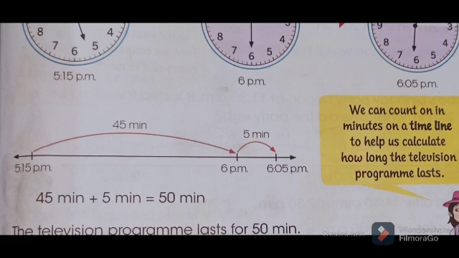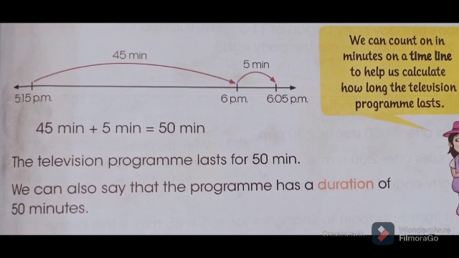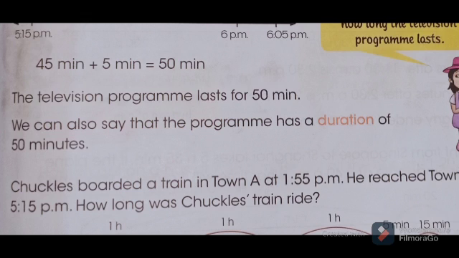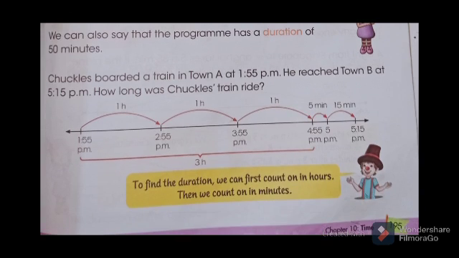5:15 to 6 p.m. is 45 minutes and 5 minutes are more, so adding 45 and 5 minutes equals 50 minutes. The television program lasts for 50 minutes. We can also say that the program has a duration of 50 minutes. The second example is given.